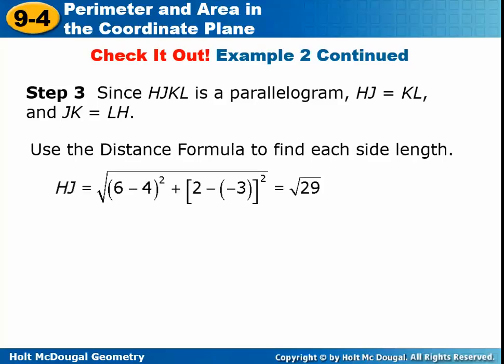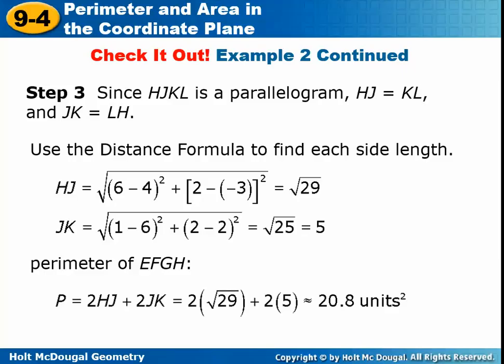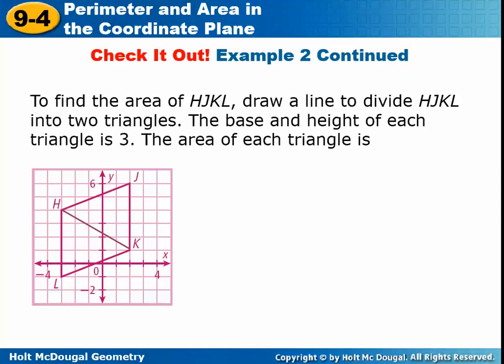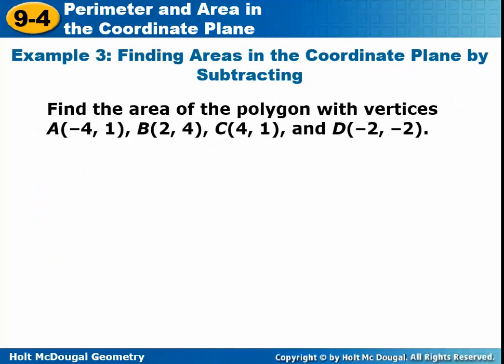So to do the perimeter, you have to use the distance formula. So those slanted sides are the square root of 29. And the other side we already measured, the bases were 5. So we have 2 of those, 2 of each of those. So 2 times square root of 29 plus 2 times 5 is approximately 20.8. And now they divide into 2 triangles, but we already found that the area is going to be 25 by using the parallelogram formula. So more than one way to do these, sometimes many ways.